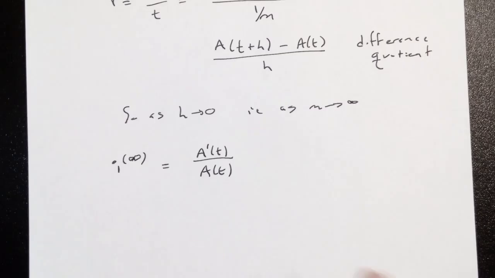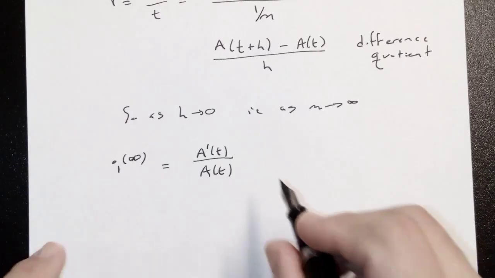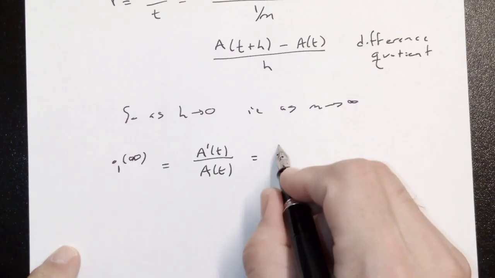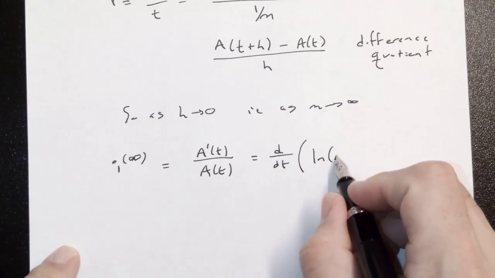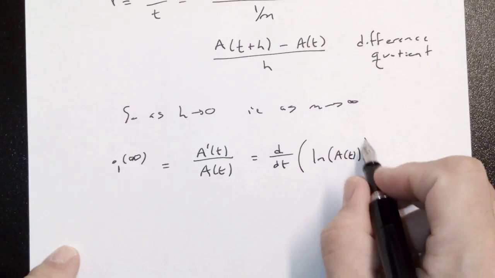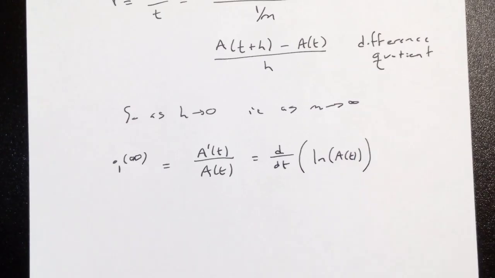But wait a minute, something prime over something, I've seen that expression as well, haven't I? That expression is the derivative with respect to t of the logarithm of A of t. Because when you take the logarithm, you get 1 over x. So if you take the log of something, you get 1 over the something, and then the chain rule gives me the A prime on top.